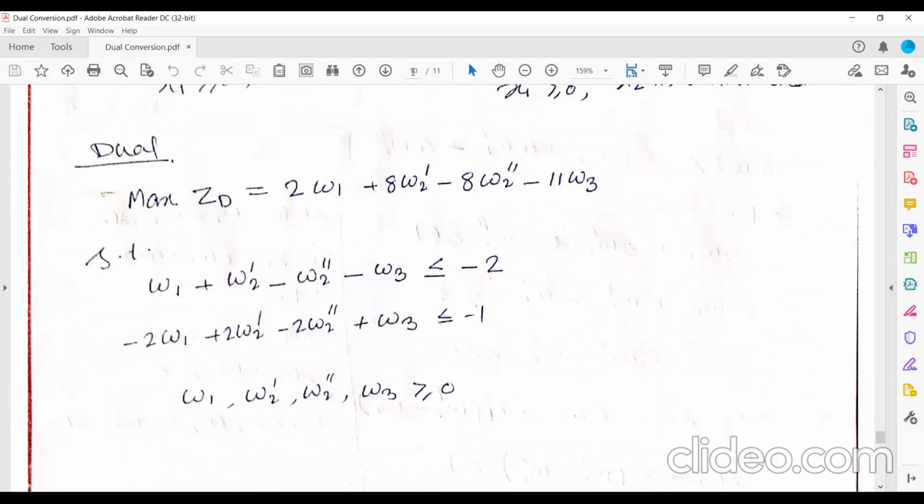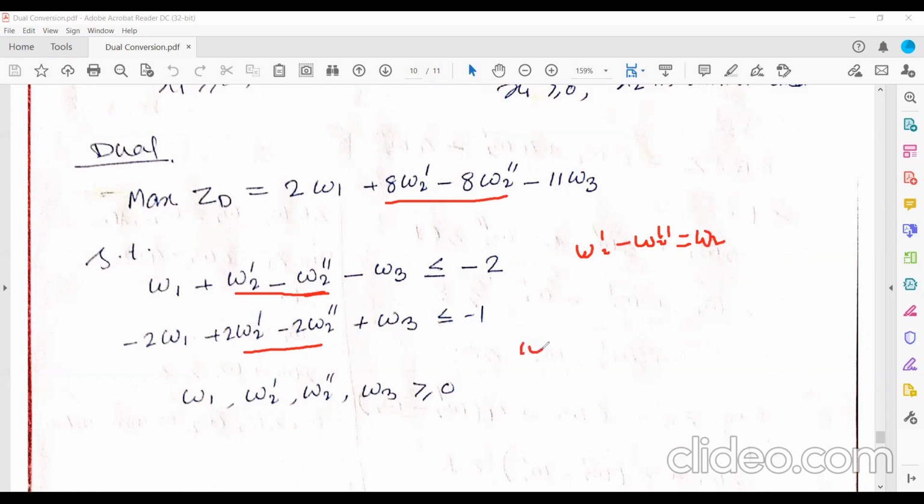Now from this take 8 common, from this take 1 common, from this take 2 common. Then put w2 dash minus w2 double dash equal to w2. So ultimately this will reduce to ZD equals 2w1 plus 8w2 minus 11w3, and w1 plus w2 minus w3 is less than or equal to minus 2, and minus 2w1 plus 2w2 plus w3 should be less than or equal to minus 1.